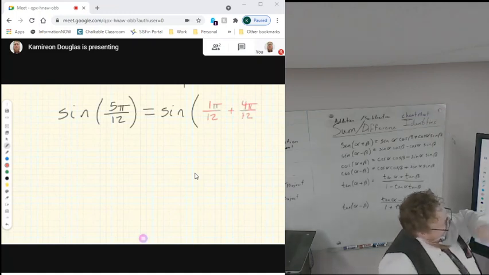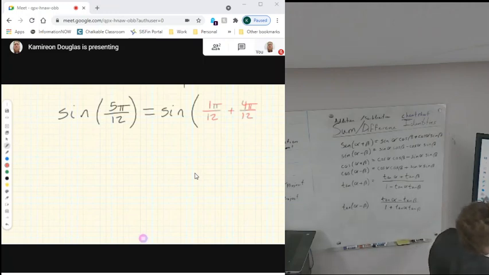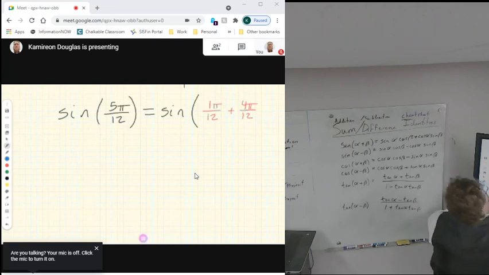Now, 1 pi over 12 is not on the unit circle. 4 pi over 12 reduces down to pi over 3. That is on there. So one of these works, one of these doesn't. This means that this one is not a good fit for this problem. So I'm going to go ahead and eliminate 1 plus 4 as an option.